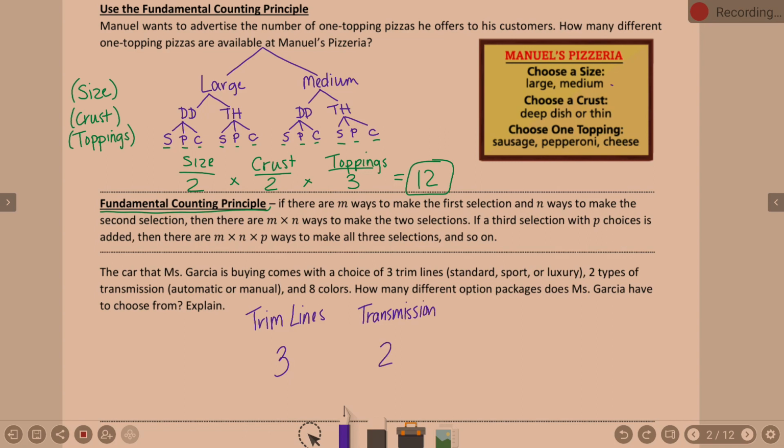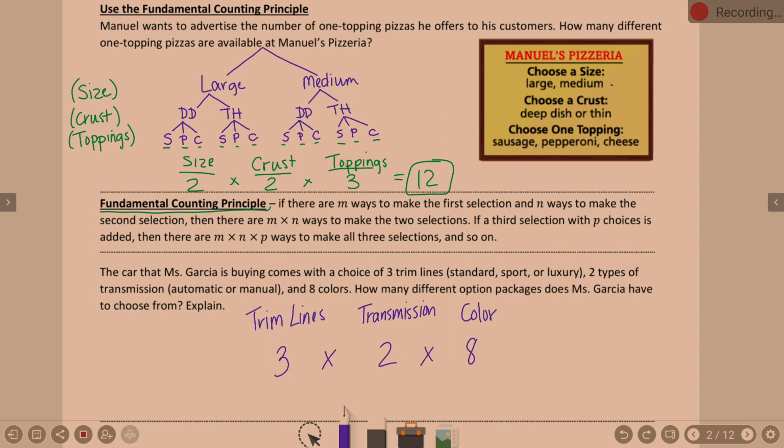And then she's got to pick a color. How many color choices does she have? 8. What are we going to do? We're going to multiply. We're taking her choices and we're multiplying.